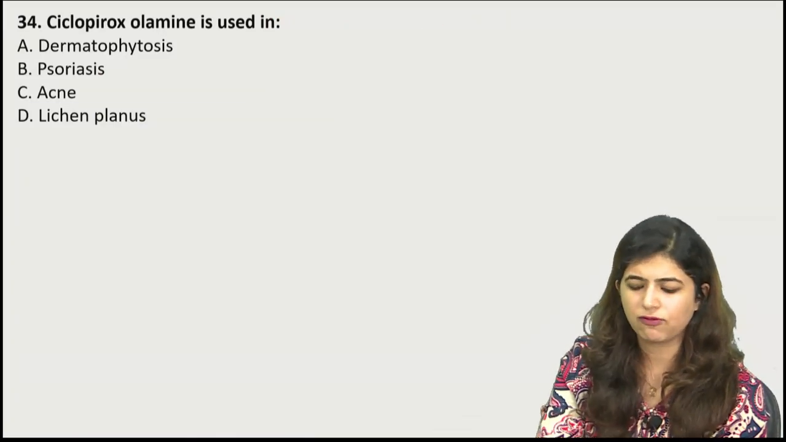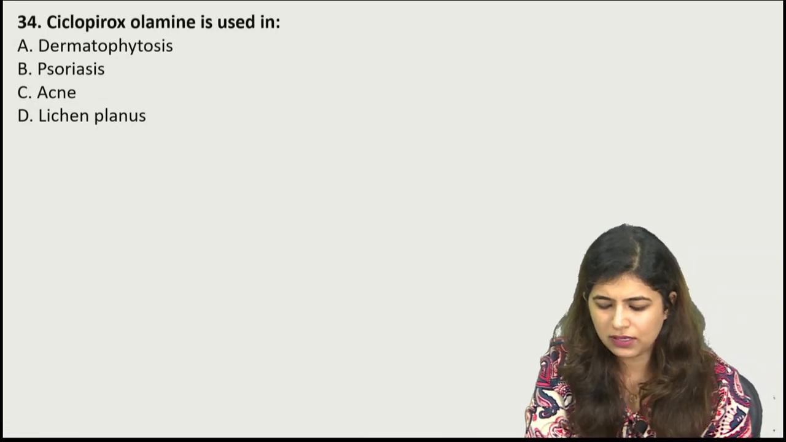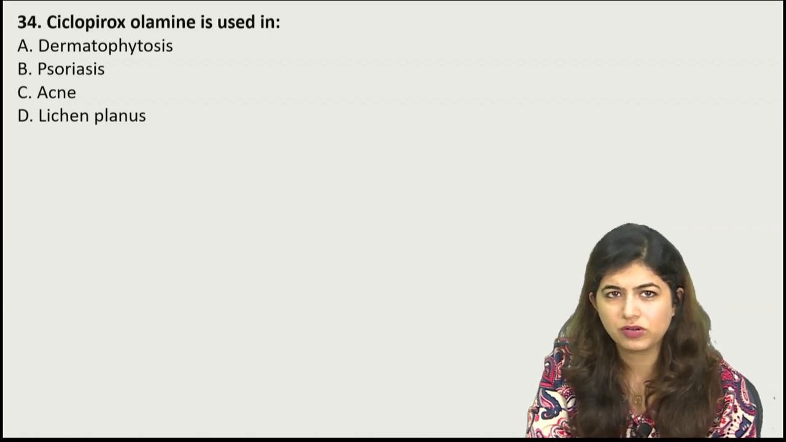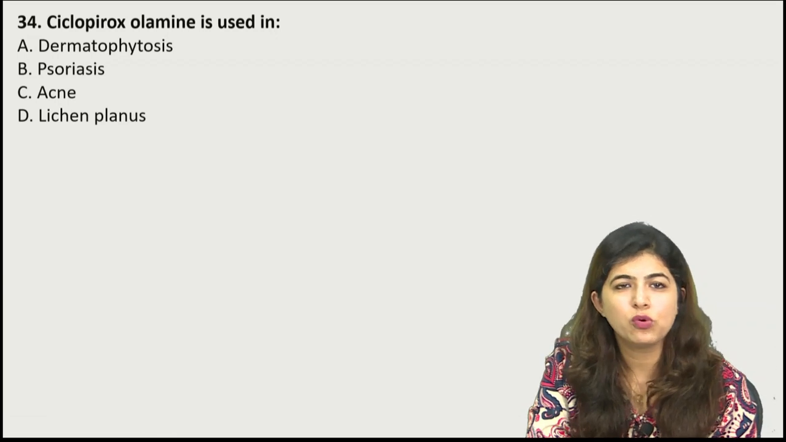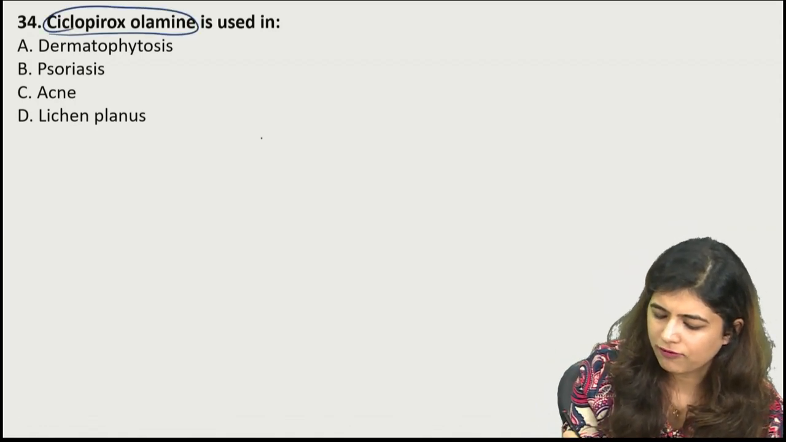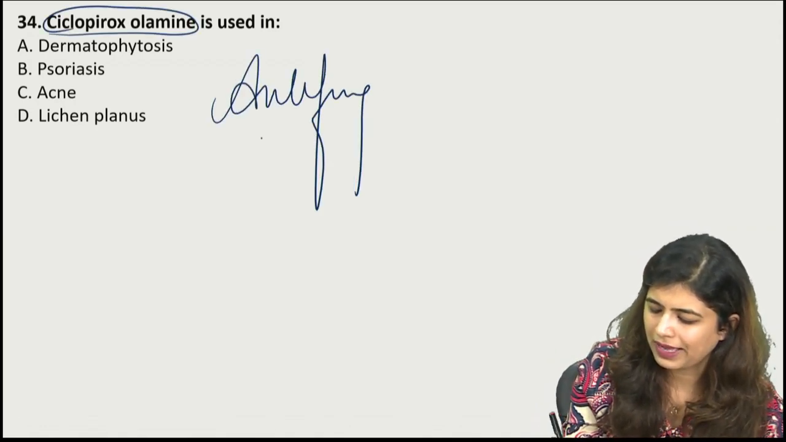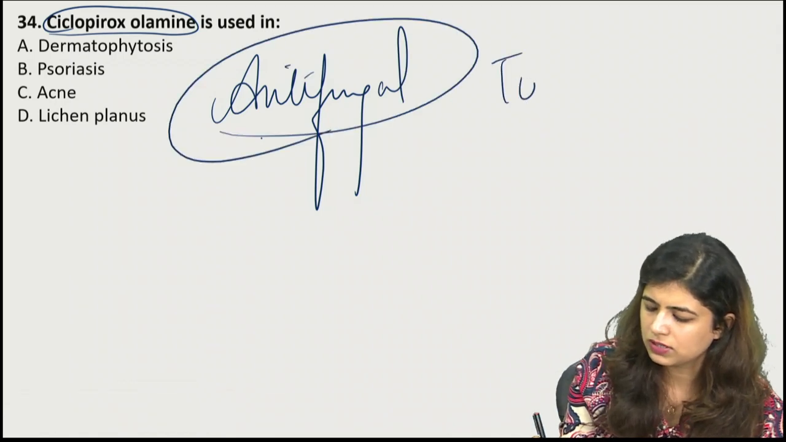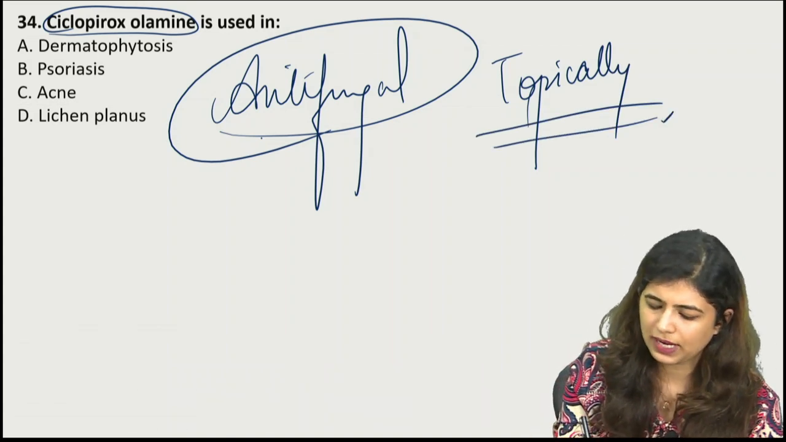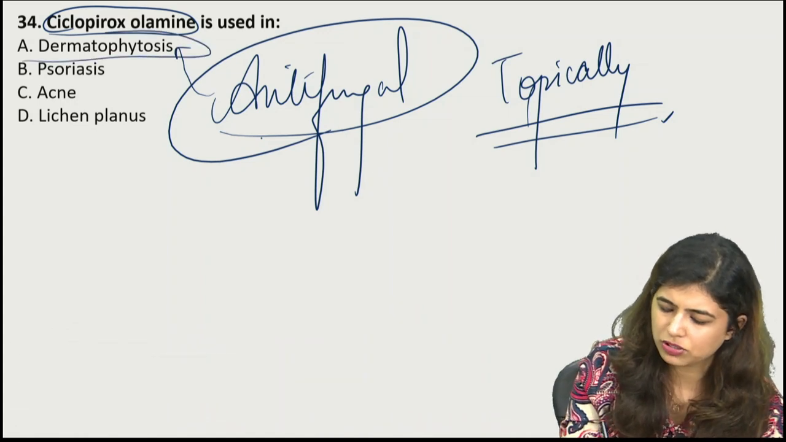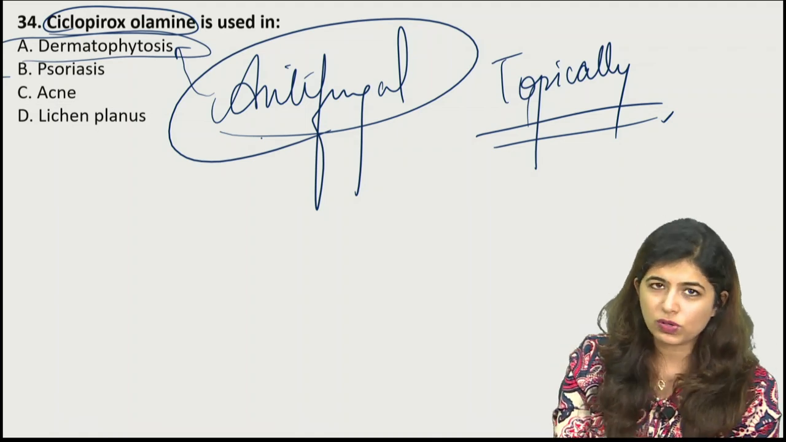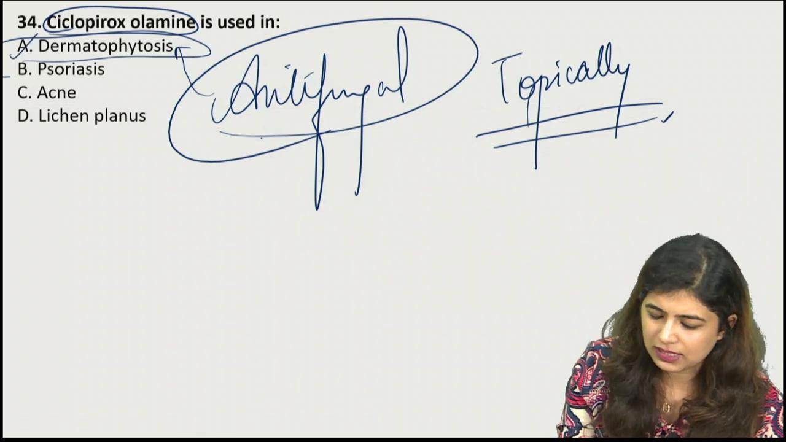Moving on to question number 34. Ciclopirox olamine is used in. So this is a pharma-based question talking about a treatment option. You have to know what ciclopirox is. Ciclopirox is a type of antifungal which is used topically. So where are these topical antifungals used? Topical antifungals will of course be used in option A, that is dermatophytosis. A very easy question here if you know what ciclopirox is. So the answer is A.